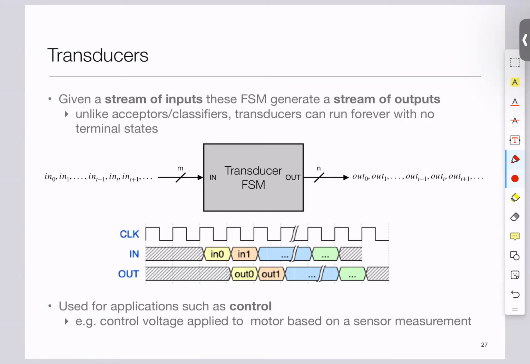The third category is kind of more interesting, and these things are called transducers. And what they do is they take a sequence in and they produce a sequence out. Okay, so they take a bunch of input symbols coming in and they produce a stream of symbols as an output. So unlike acceptors and classifiers, in principle, they are always running. So for example, a very trivial example would be numbers coming in, and at every clock tick, you output the sum of the preceding 5 numbers.